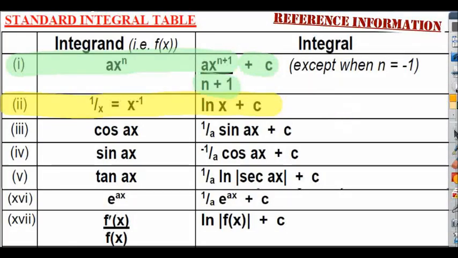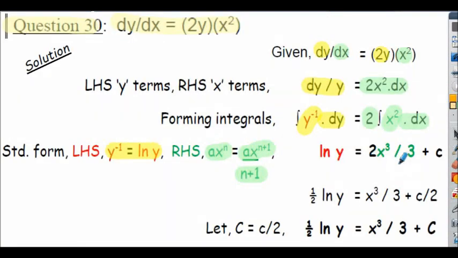Standard forms. All I've done on the next line is now to rearrange the equation. So I divided both sides by 2, by half. Remember, when you divide by 2, you divide throughout by 2, so the ln y is divided by 2, the 2x cubed divided by 3 is divided by 2, so we end up with this answer here. But also the constant of integration is divided by 2.